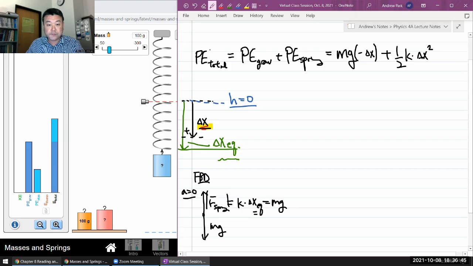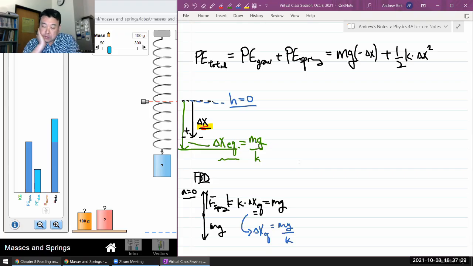So I can actually solve for this. And solving for the equilibrium length, I get mg over k. So this equilibrium length has an expression in terms of parameters already in the setup. So okay, I have that. Yeah, so that's the new equilibrium position. So okay, let me think around that.